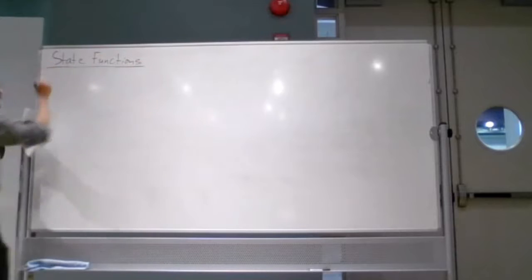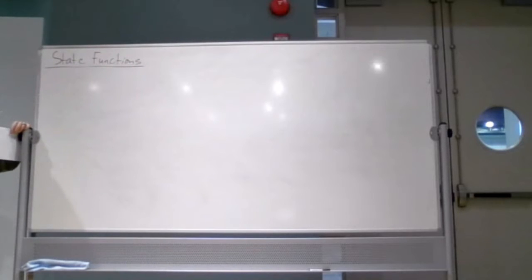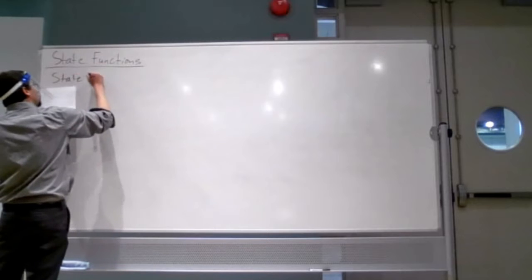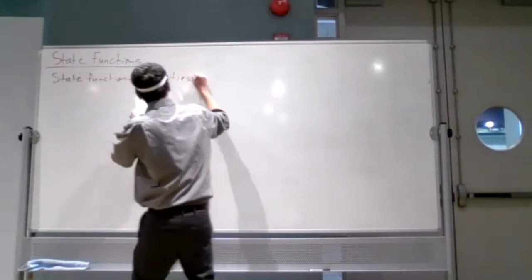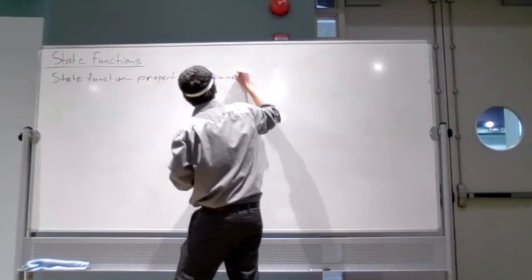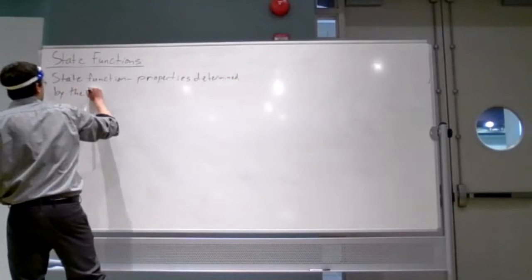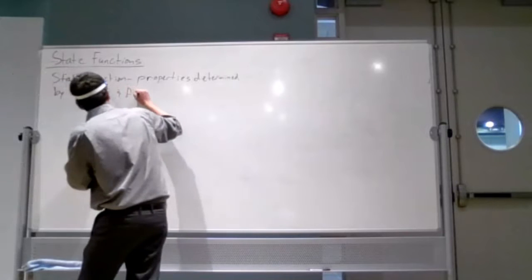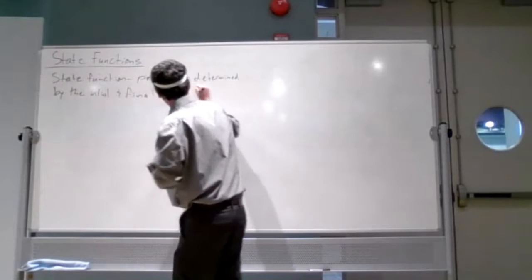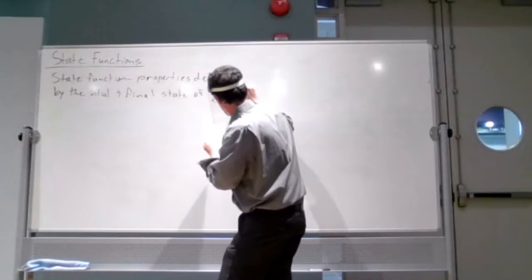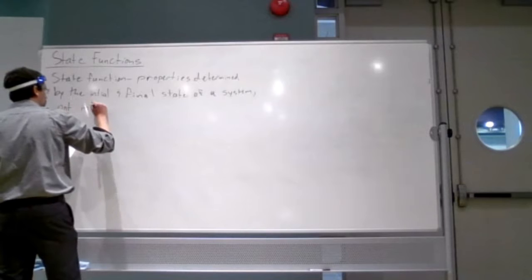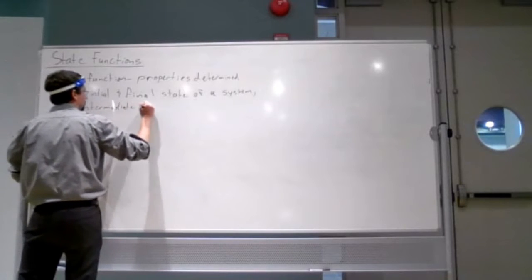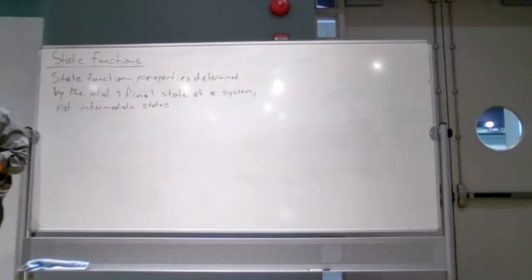These are valuable functions where you only have to look at the initial and the final state. You don't have to look at the path at which you travel. So state functions: properties determined by the initial and the final state of a system, and not the intermediate states, the points in between.